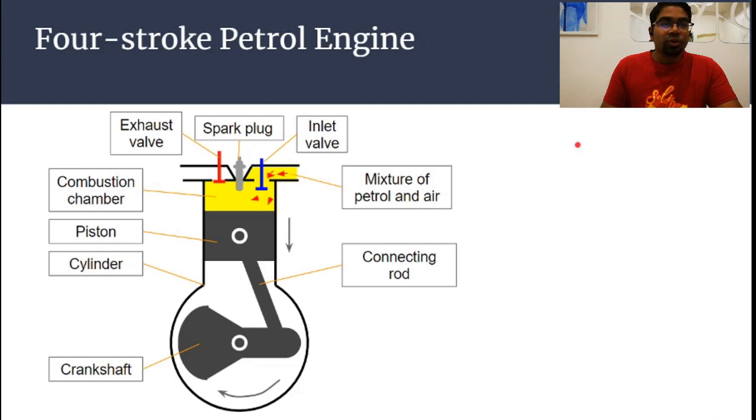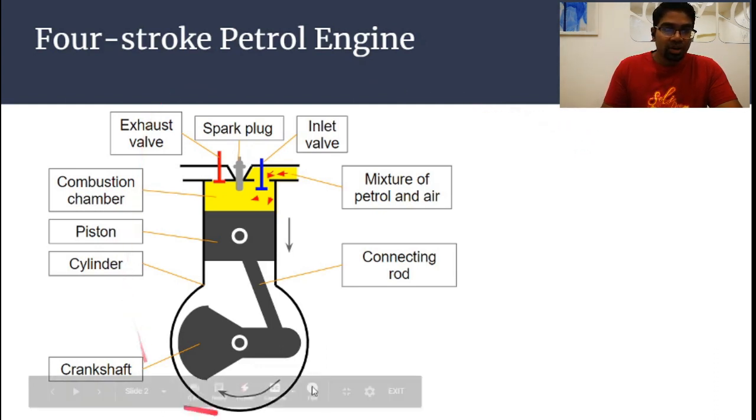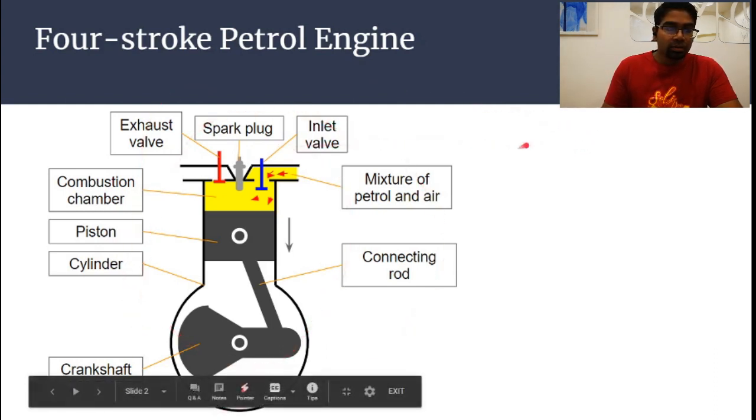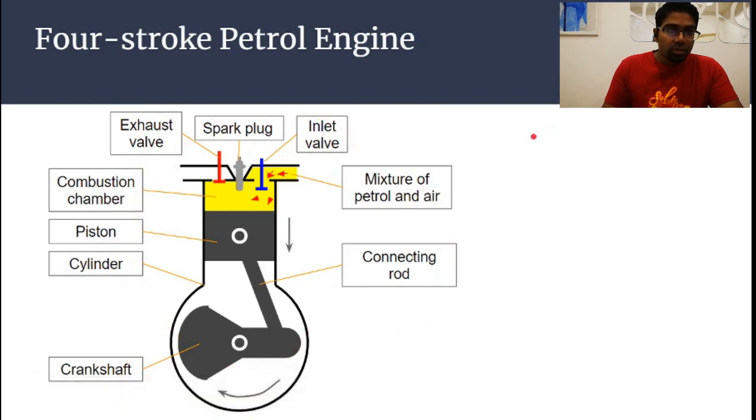In this video we look at a 4-stroke petrol engine. So this is the structure of one cylinder. Let's look at the structure. At the top of the structure we have the spark plug, the inlet valve and the exhaust valve. We'll get through the functions in the later slides.